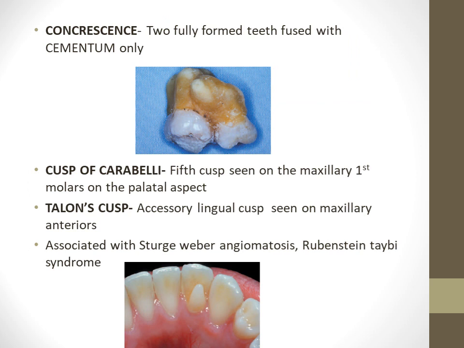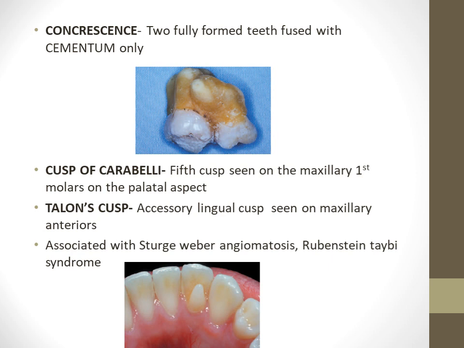Like I mentioned, concrescence means two teeth are fused together at the cementum level alone. Only in cementum means it's called concrescence. So, cusp of Carabelli. This is not an anomaly in general. You will find this fifth cusp in the maxillary first molar. All right, the next one would be Talon's cusp. This is an accessory lingual cusp seen on the maxillary anteriors.